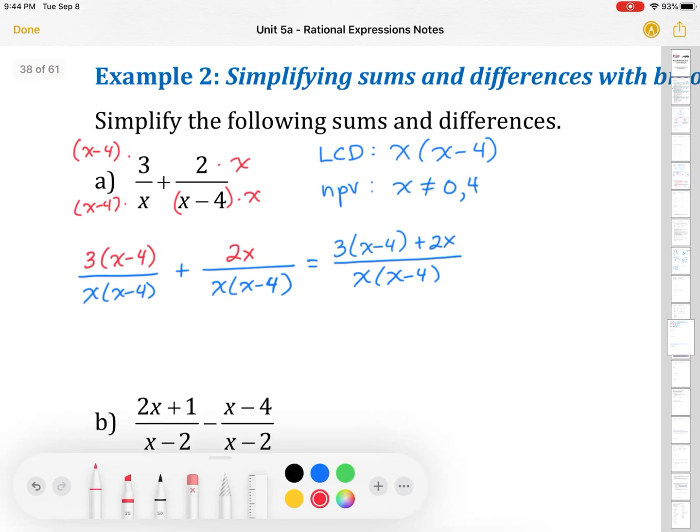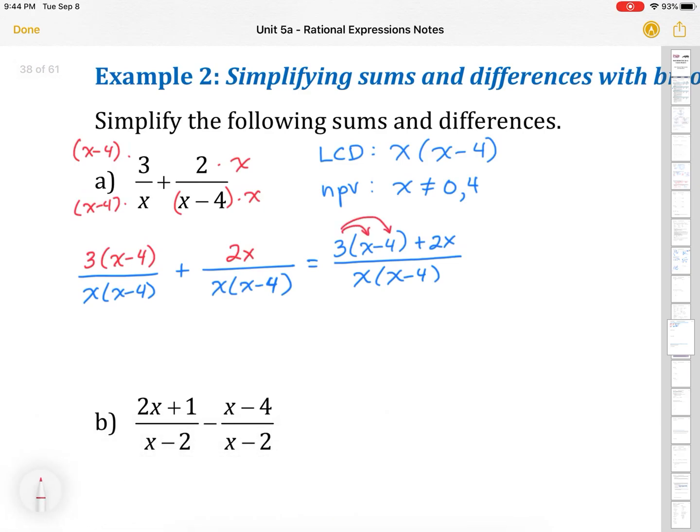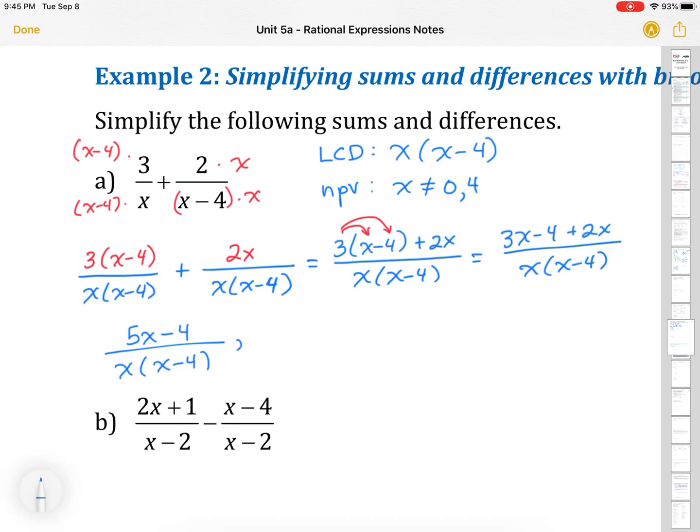In this situation, you're not done. You're going to expand this and see if you can simplify it. So we would get 3x minus 4 plus 2x all over x times (x minus 4). Now we're still not done because I've got some like terms. I've got a 3x and 2x. So I've got 5x minus 4 all over x times (x minus 4). Now I say, can I simplify the numerator at all? No, there's no common factors. So now all I have to do is list my non-permissible values.